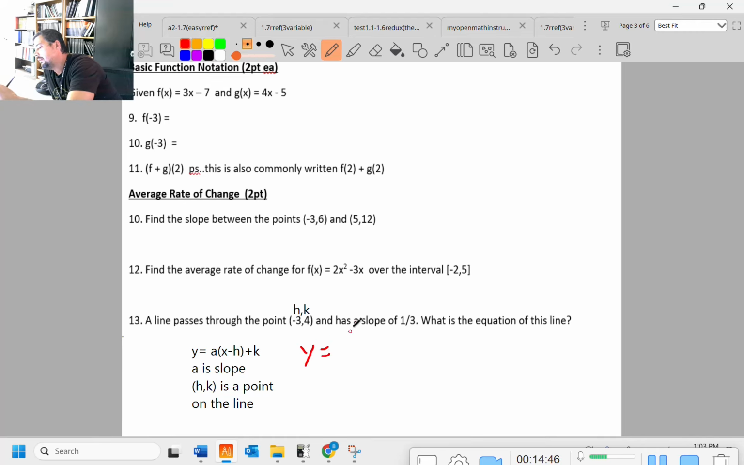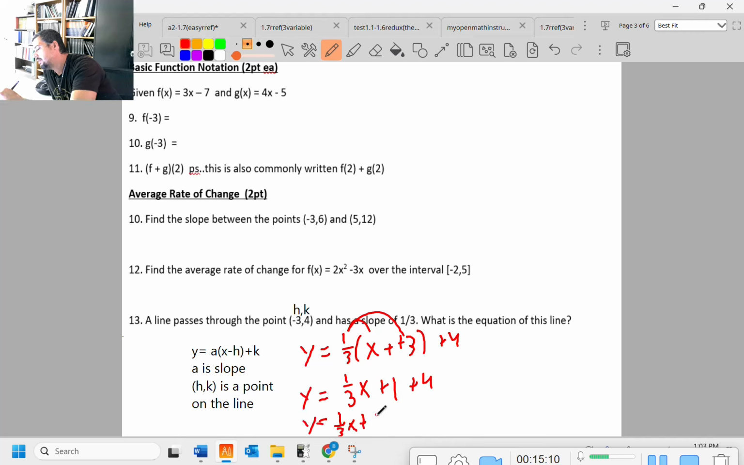A is going to be 1/3. Then it goes x minus h, so minus a -3, and then plus 4. And last I checked, taking away a negative was addition. A third times x is a third x. 1/3 of 3 is 1. And then you got the plus 4, right? So we end up with this guy. Y equals a third of x plus 5. Ta-da! Alright, moving on to 12, which is the average rate of change.